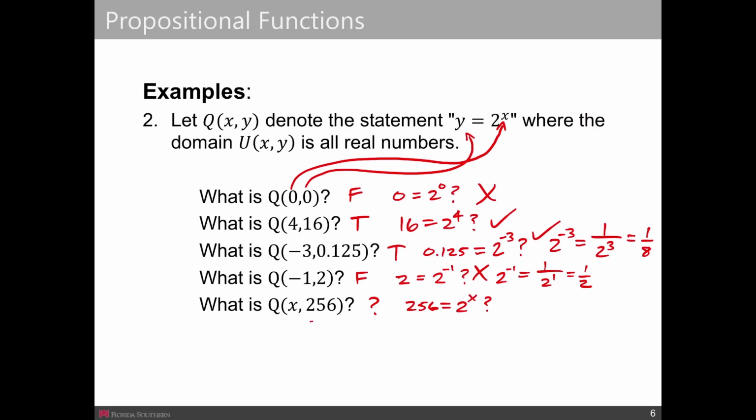Now here's the thing, this is not a proposition yet. So even though we have passed in some values for the variables, we cannot say whether or not this statement is true or false. Turns out that it's true when we let x equal 8, and it's false otherwise. The fact that we don't know which of those it is means it is not yet a proposition. Okay, we need to still provide a value there. Let's try another example.